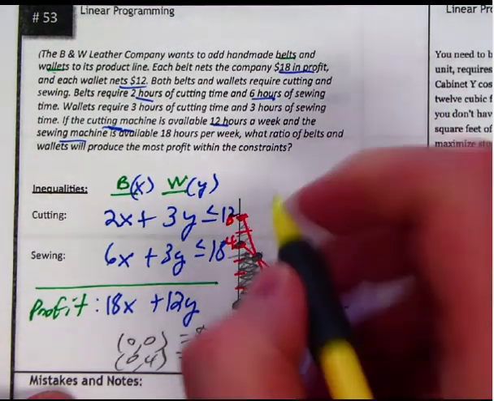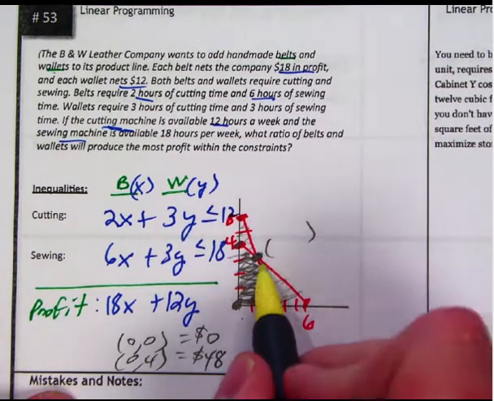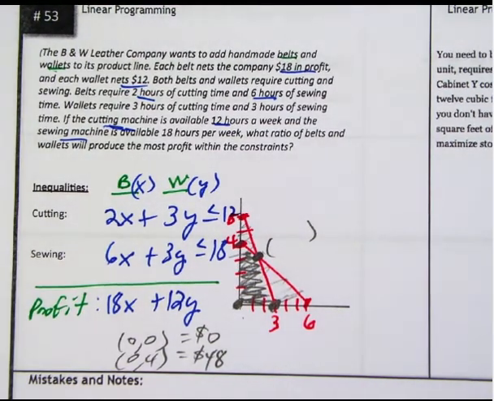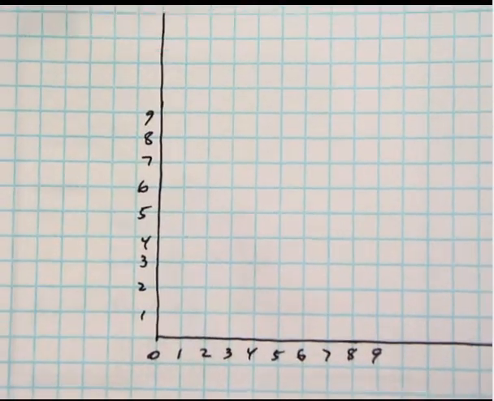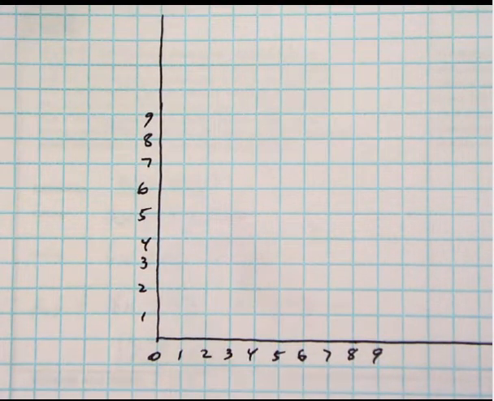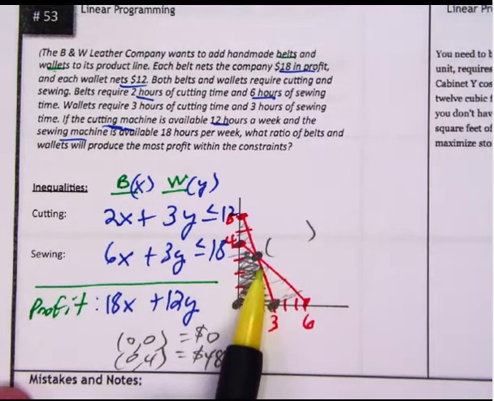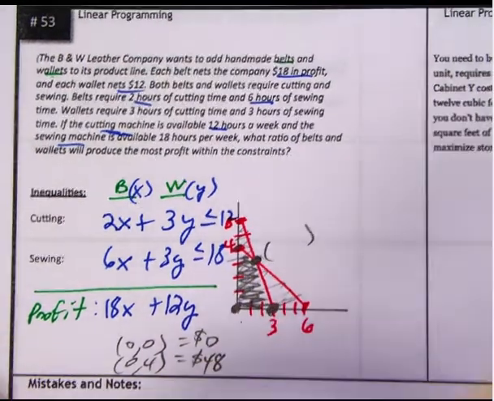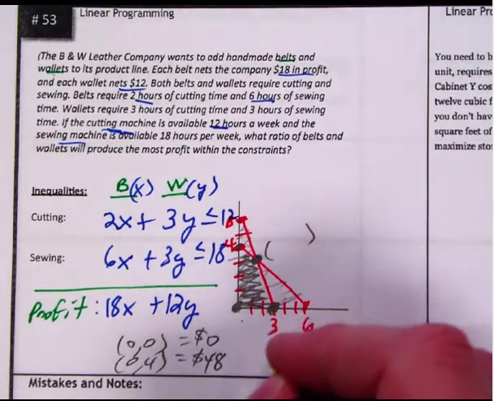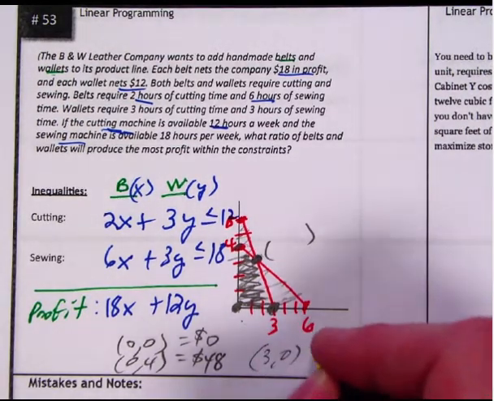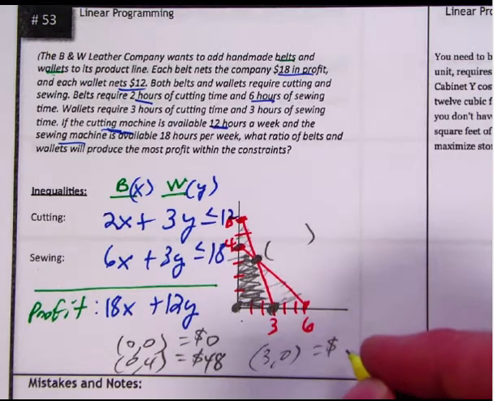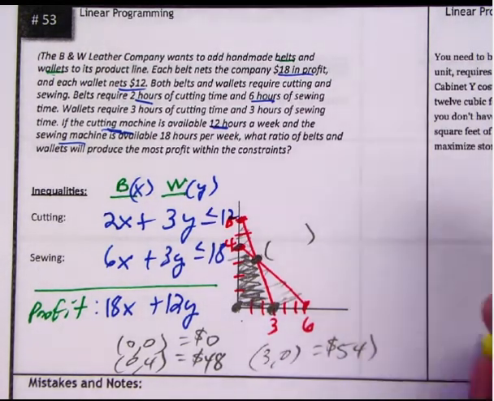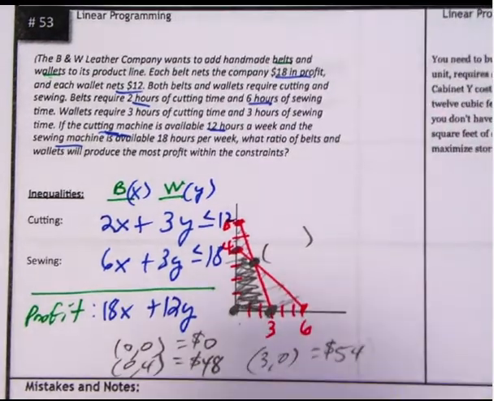Then I have to try to find this point of intersection. Typically if you do these on graph paper, it works out to be a nice looking number. What I mean by do this on graph paper is do something like this, and you'll be able to see exactly where it crosses. I'm going to come back to that in a second. And then this last one is 3, 0. So if I do 3, comma 0 as this bottom corner, that would yield me $54 profit as my total profit there.